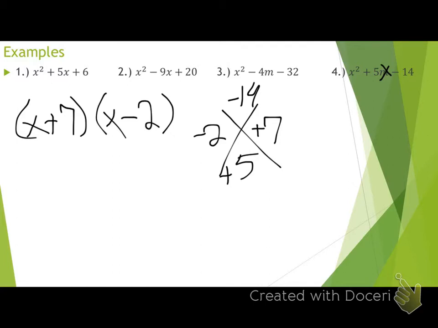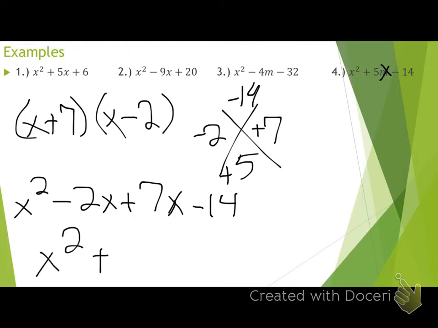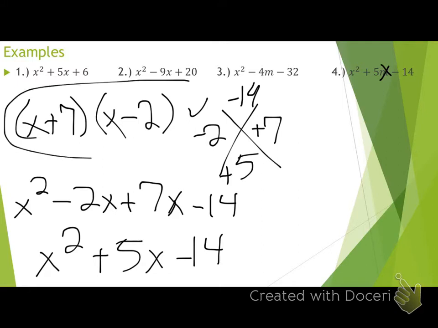Let's check it out, see if it works. X times x is x squared. X times negative 2 is negative 2x. 7 times x is 7x. 7 times negative 2 is negative 14. That gives me x squared plus 5x minus 14. So this checks out. This is my answer for number 4.